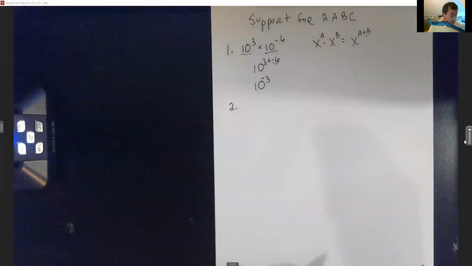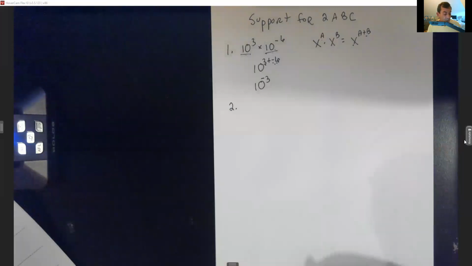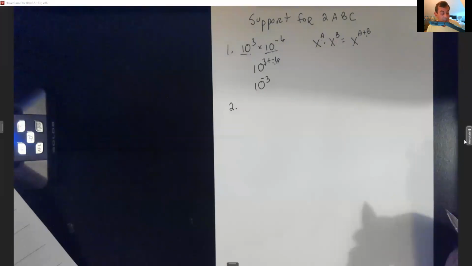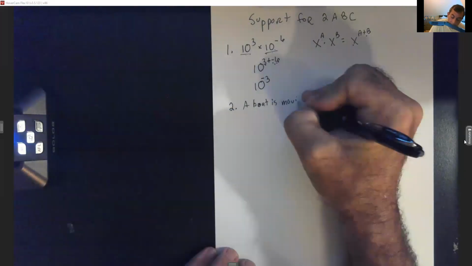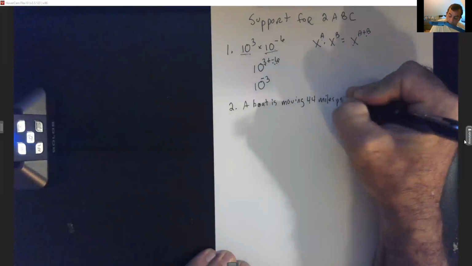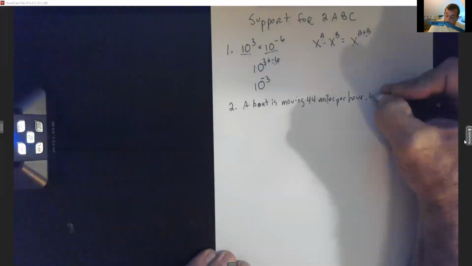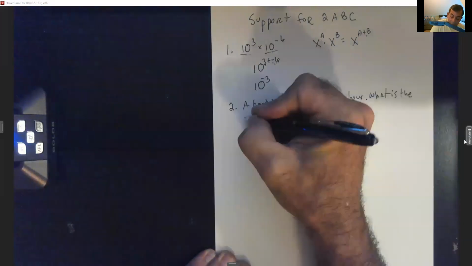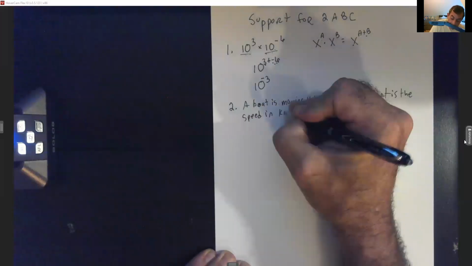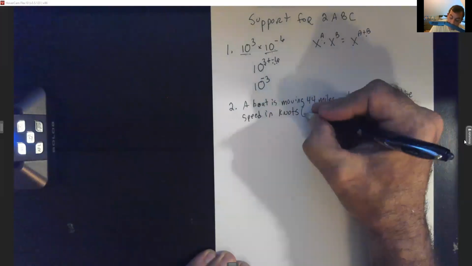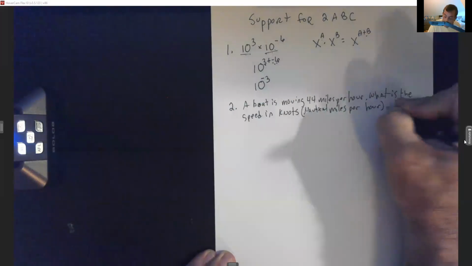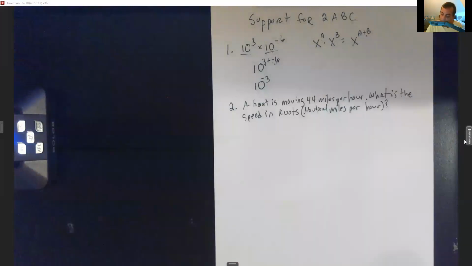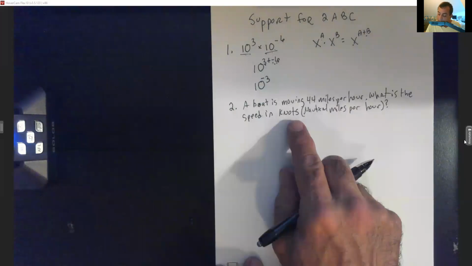Now the second one said, answer the following question involving a conversion within the USCS system. So that's United States Conversion System. So they're telling me a boat is moving 44 miles per hour. What is the speed in knots? And then they're telling me that a knot is a nautical mile per hour. So they want me to go from 44 miles per hour and convert that to nautical miles per hour.